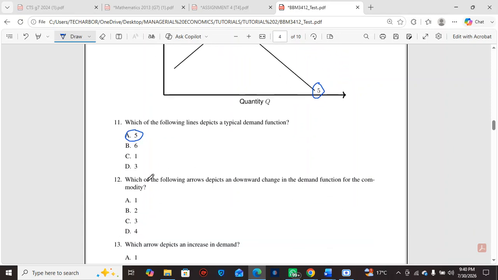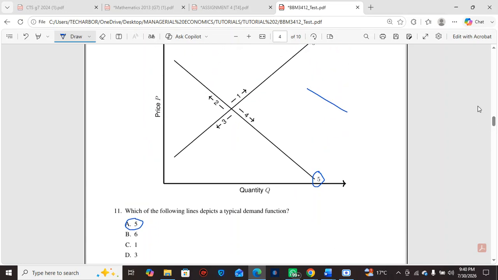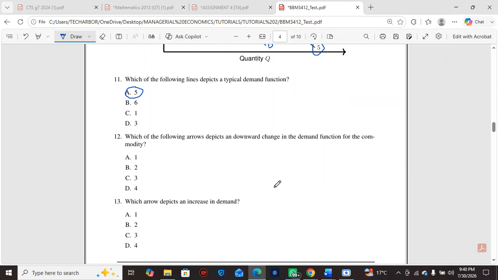Number 12. Which of the following depicts a downward change in the demand function for the commodity? A downward change means demand is dropping. When demand shifts like this, that's a downward change in demand, and it's represented by arrow 3. So that represents a decrease in demand.